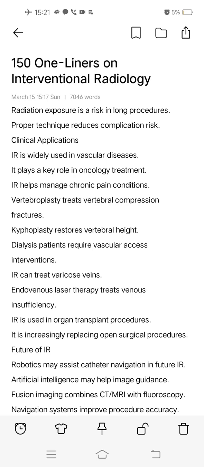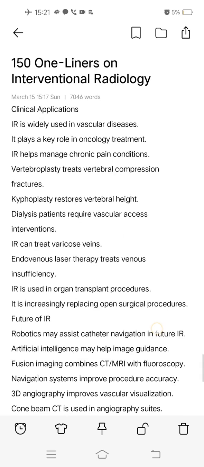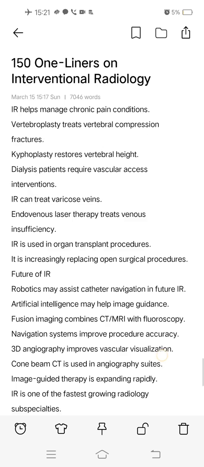The procedure used to treat varicose veins is sclerotherapy. Endovenous laser therapy treats venous insufficiency. IR is used in organ transplant procedures. It is increasingly replacing open surgical procedures.